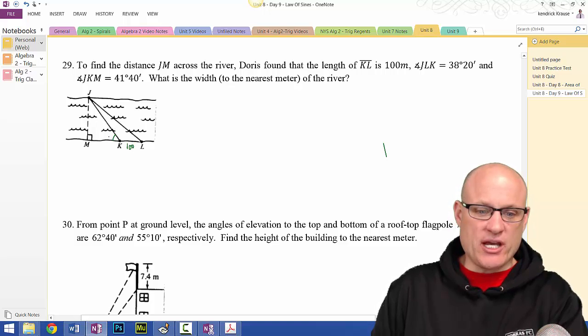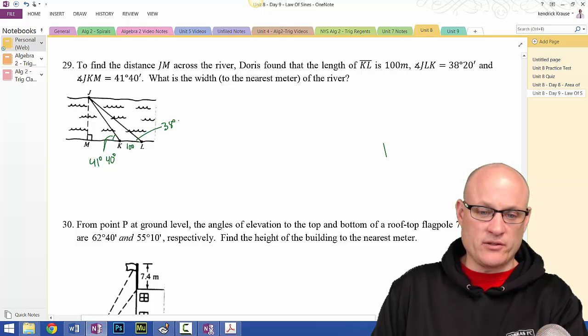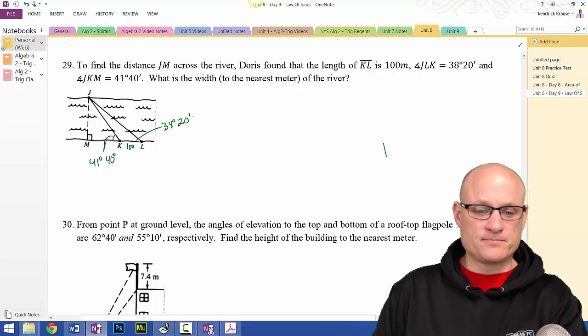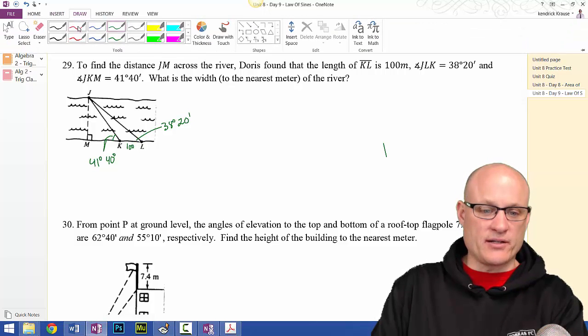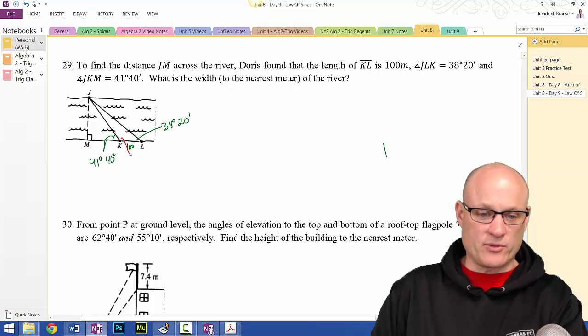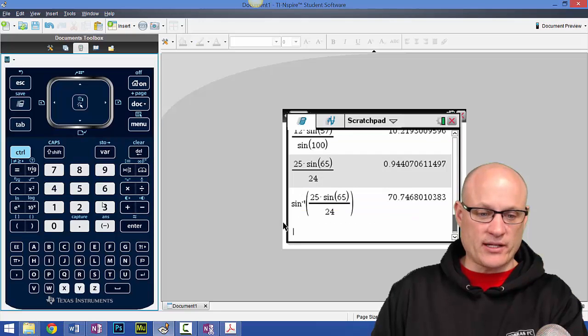So it says that JKM is 41 degrees 40 minutes. And it says that this little angle here is 38 degrees 20 minutes. Now, if I remember correctly, I need to find some missing angles. I think I can find this one. So I'll just take 180 and subtract that. 180 minus 41 degrees 40 minutes.